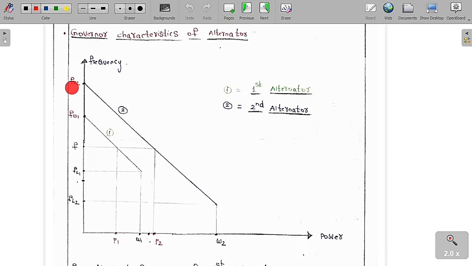Similarly, F02 is called the no-load frequency of the second alternator, and FL2 is called the full load frequency of the second alternator, and W2 is called the full load rating of the second alternator. kVA is nothing but kilowatt also, and P2 is the load shared by the second alternator. Based on these concepts, now we are going to analyze these graphs.